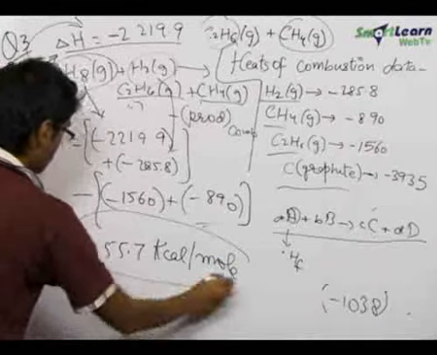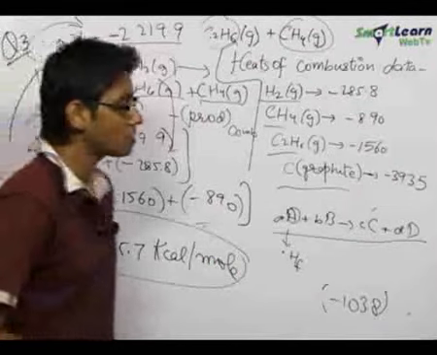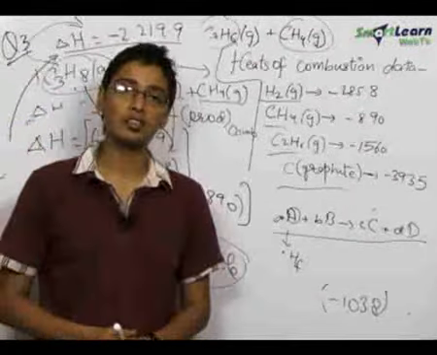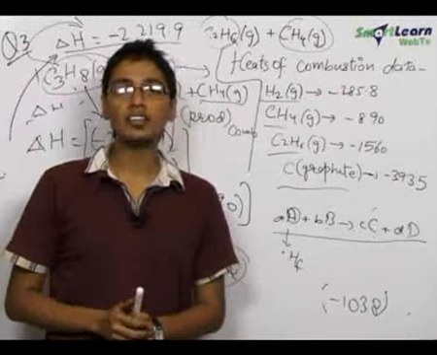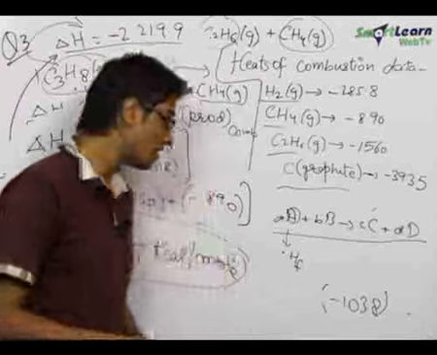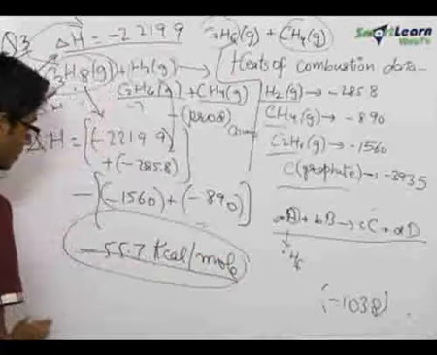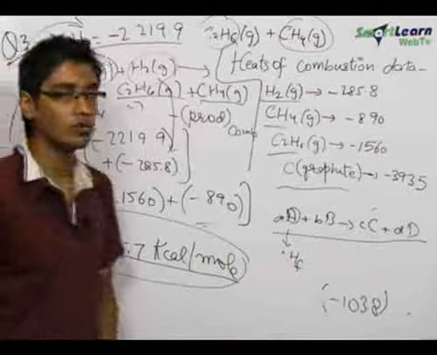So in this question, we learned two things. First, how to find the enthalpy of a reaction if the enthalpies of formation of different components are given. And secondly, when the heat of combustion of different components are given, how can we write the enthalpy of a reaction? And hence, our final answer is minus 55.7 kilocalories per mole.